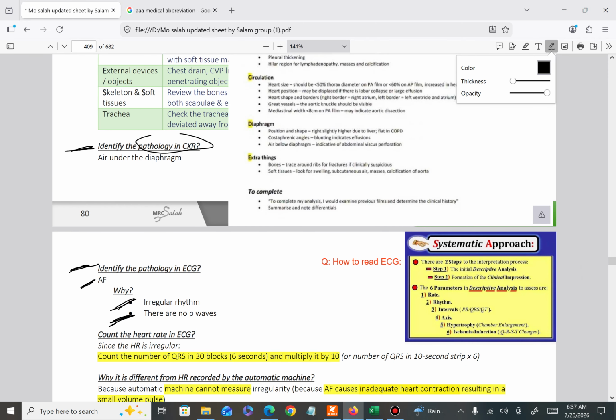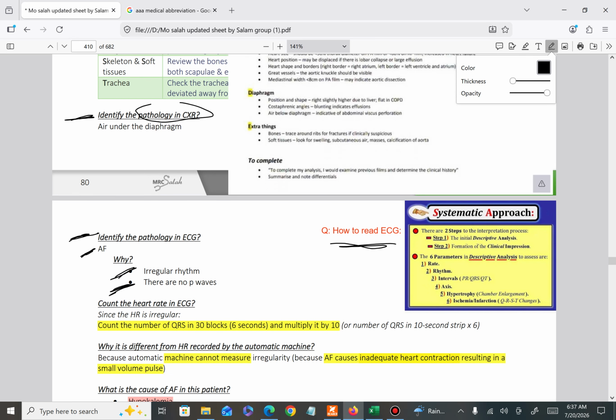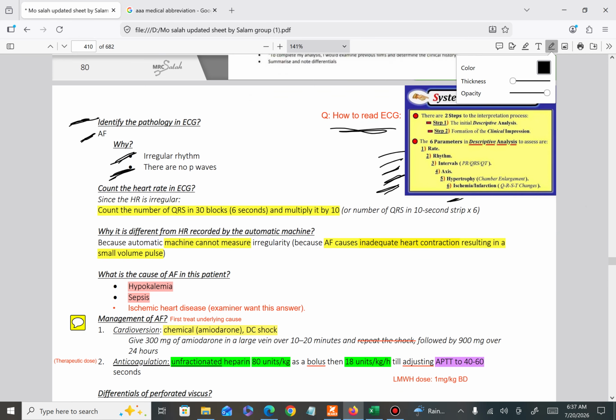Then the question is how to read the ECG. There are two steps in the interpretation process. The first step is descriptive analysis, and step 2 is formation of the clinical impression. The six parameters to assess in descriptive analysis are: rate, rhythm, intervals like PR, QRS and QT interval, axis deviation, left or right, hypertrophy, and ischemia. In ischemia, we look for any QRS and ST changes. This is how we read the ECG.